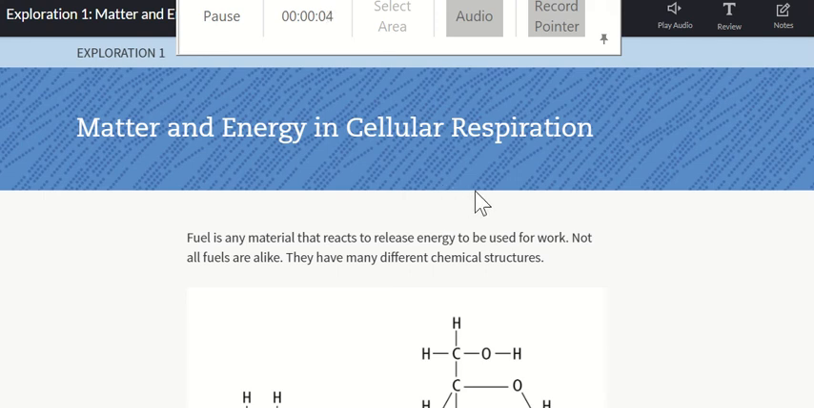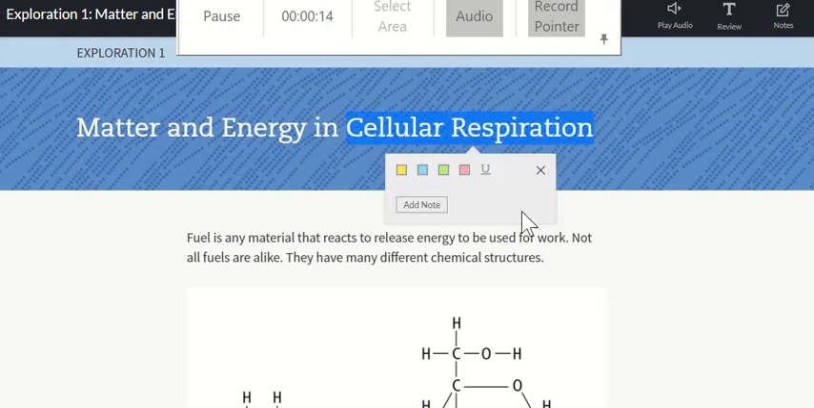And welcome to Unit 3, Lesson 2, Exploration 1. So it's the first part of cellular respiration. So we're going to take a look at cellular respiration right now and talk about how organisms that eat are going to get the sugar and get energy out of it.